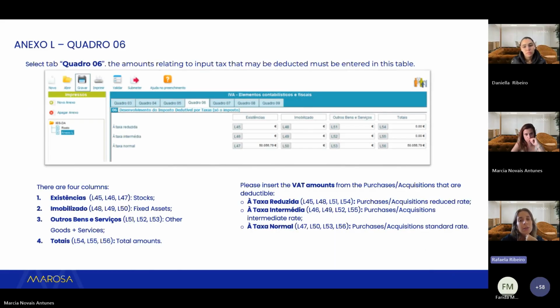Okay, so now let's look at table 6, where you will report the deductible VAT amounts. This table has 4 columns, with the last one showing the totals, which are updated automatically. As in previous tables, you will need to differentiate between VAT rates, specifically the reduced, intermediary, and the standard rates. For example, take line 45. Here, you have reported the VAT amount from purchases of stocks taxed at the reduced rate.